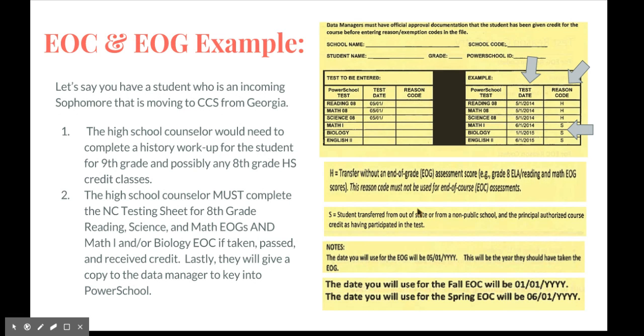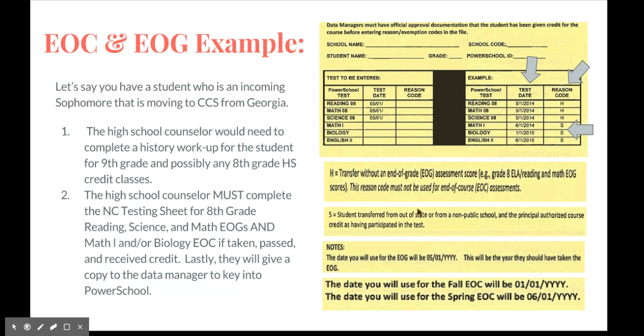Now let's say you've got a student who's incoming as a sophomore and is moving from Georgia. The high school counselor would need to complete the history workup for the student for not only their 9th grade year, but possibly any 8th grade classes they took for high school credit. They will also now need to include on their North Carolina testing sheet, besides the reading, math, and science EOGs, any possibility that they took a Math 1, Biology, or English 2 class and earned the credit. The key here is that not only did they pass the class, but they earned a full credit for Math 1, Biology, or English 2.